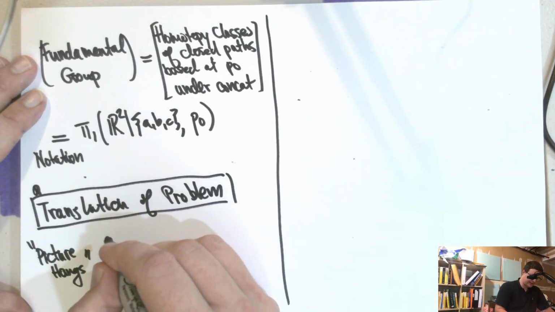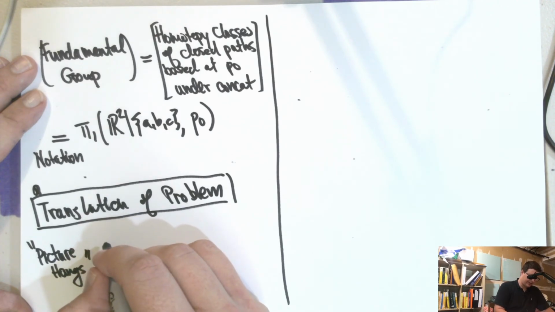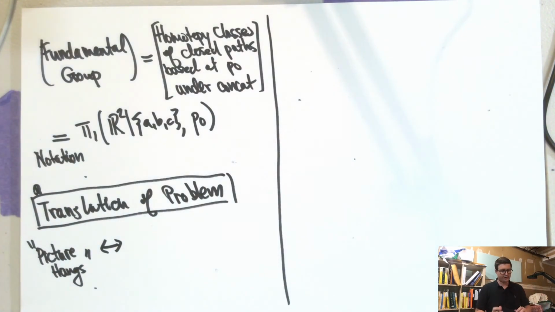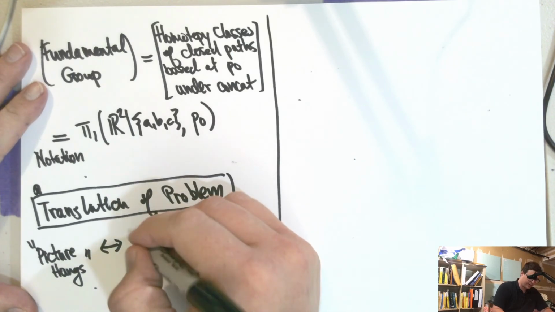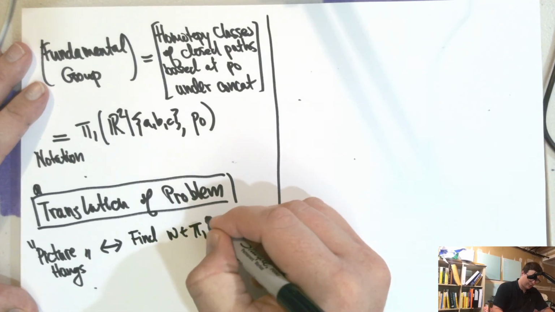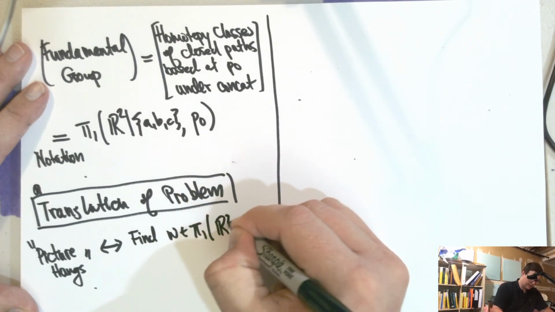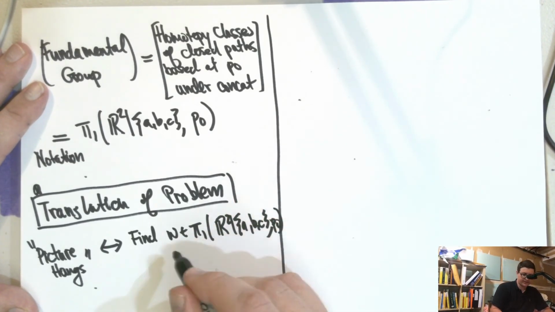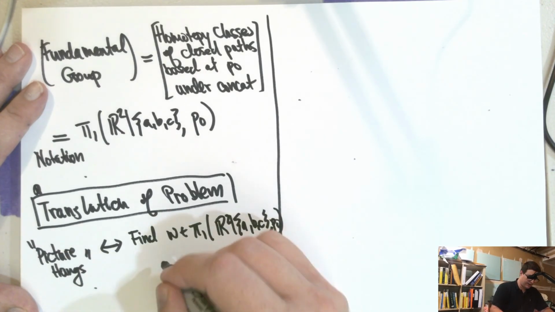We don't really care about the orientation. It's a math problem, so I just care that it'll stay. So the picture frame hangs is equivalent to an element of the fundamental group. So find W in pi 1 of R2 minus A, B, C, P. We could have called this thing just G if we wanted to. Non-zero.